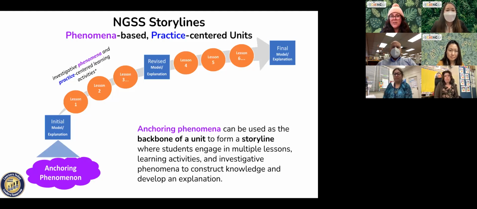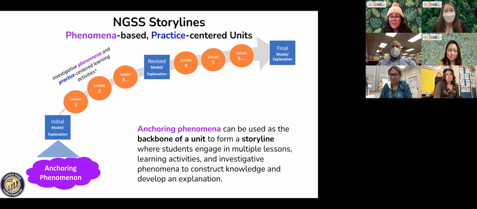And so what is three-dimensional learning and assessment, and how does that play in with NGSS storylines? So the teachers will launch a unit with an anchoring phenomena, something that's going to be intriguing to students, and that's going to be their investigation that they'll be constructing an explanation throughout the course of the unit.